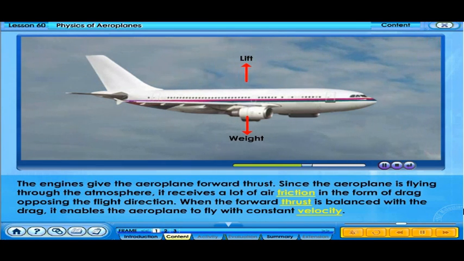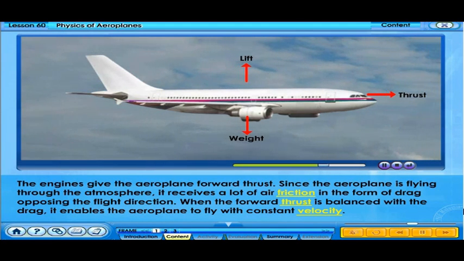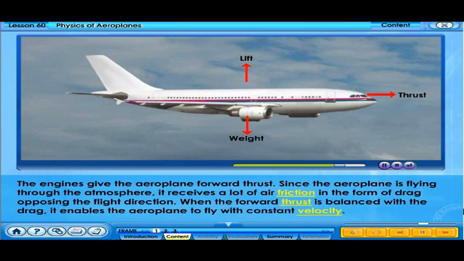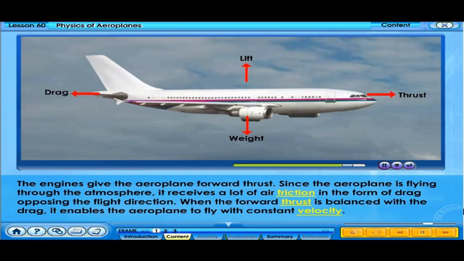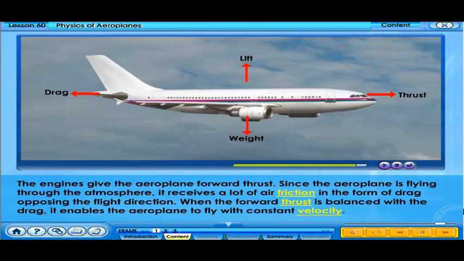The engines give the aeroplane forward thrust. Since the aeroplane is flying through the atmosphere, it receives a lot of air friction in the form of drag opposing the flight direction. When the forward thrust is balanced with the drag, it enables the aeroplane to fly with constant velocity.